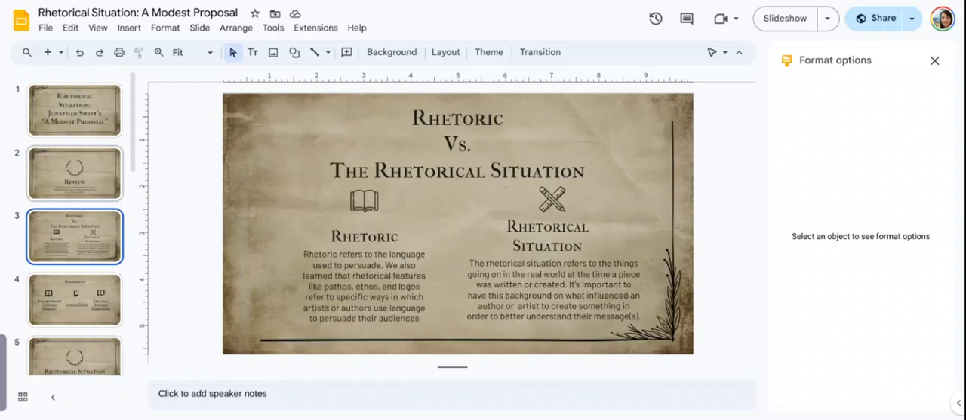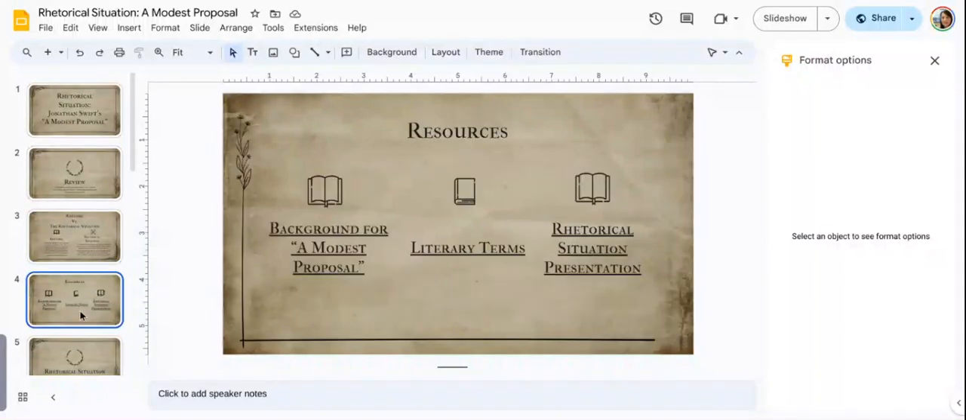So rhetoric, again, refers to just the language, particularly the language that people use when they are persuading us of something. Remember that rhetorical features refer to things like pathos, ethos, and logos, or specific ways that we use language to persuade. And then we have the rhetorical situation, which refers to the things that were going on in the real world at the time that a piece was written. I have some resources here for you, so you'll have the ability to click on those links as needed to review those things.